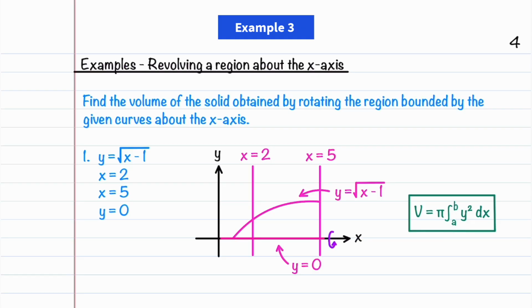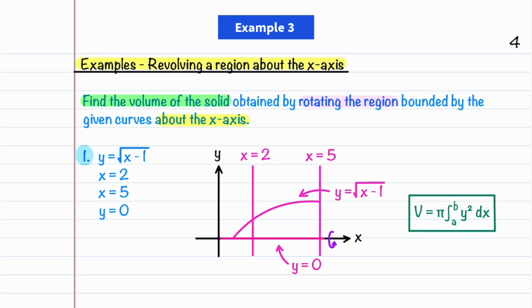We're going to walk through 2 examples where we revolve a region about the x-axis. We're going to find the volume of the solid obtained by rotating the region bounded by the given curves about the x-axis. Let's look at our first example. The first thing that you want to do with these types of problems is to graph each of the curves that you're given. Just to save time, I've already done that.